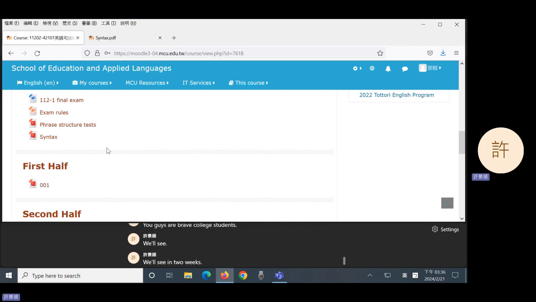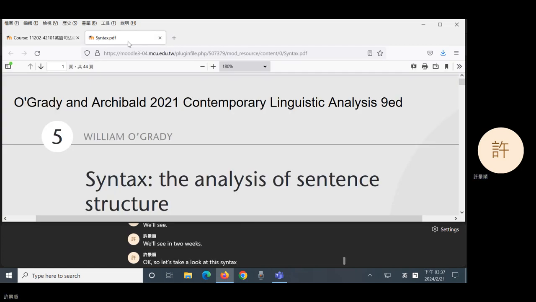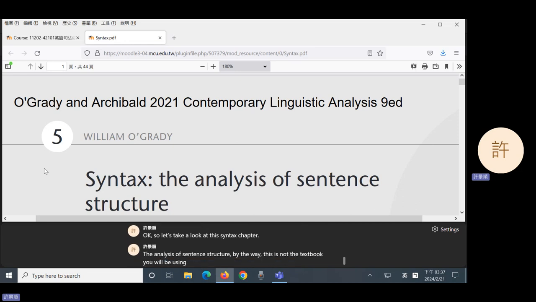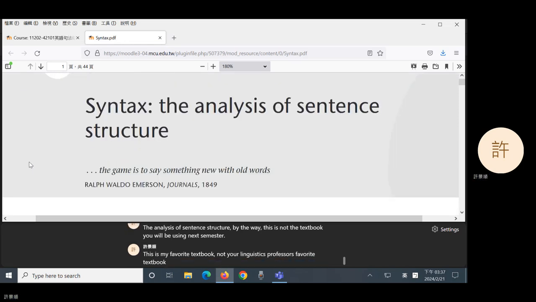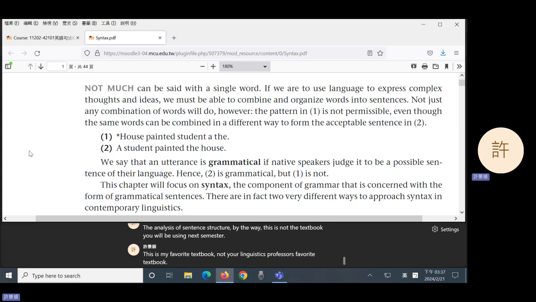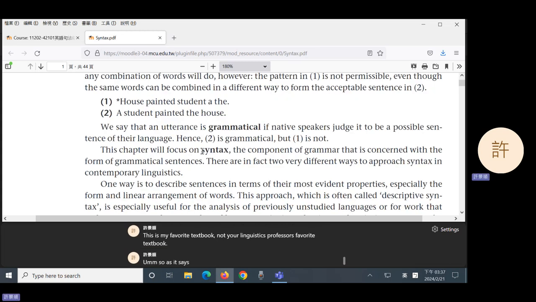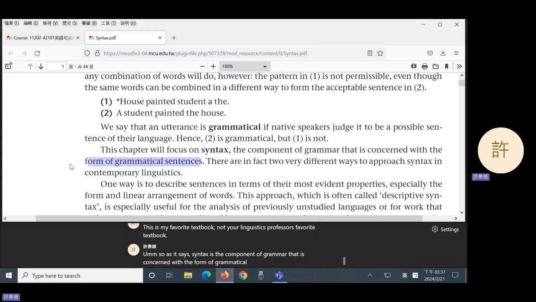Okay, so let's take a look at the syntax chapter. The analysis of sentence structure. By the way, this is not the textbook you will be using next semester. This is my favorite textbook, not your linguistics professor's favorite textbook. So as it says, syntax is the component of grammar that is concerned with the form of grammatical sentences.